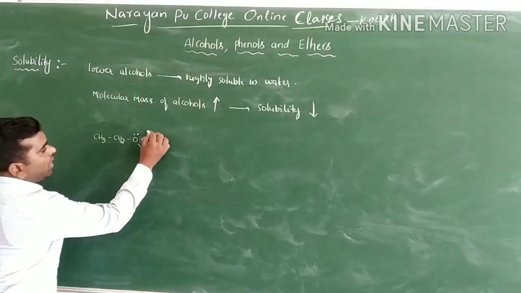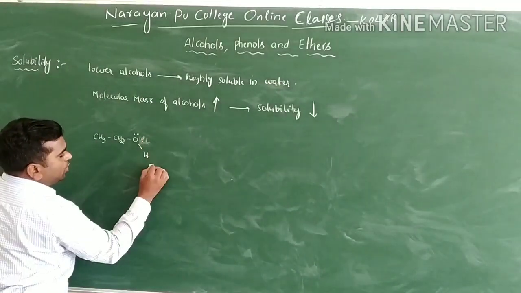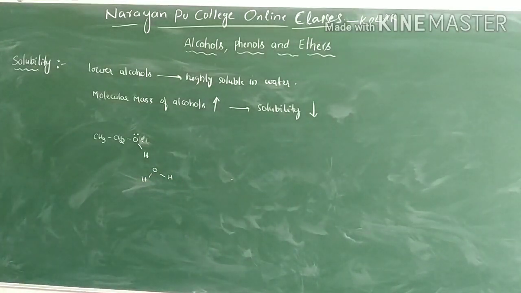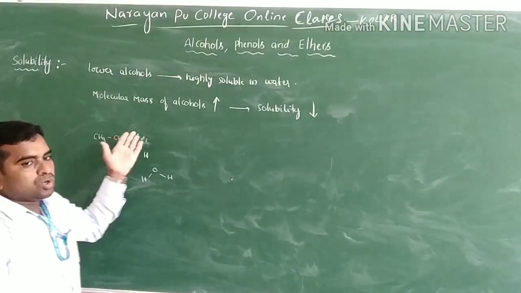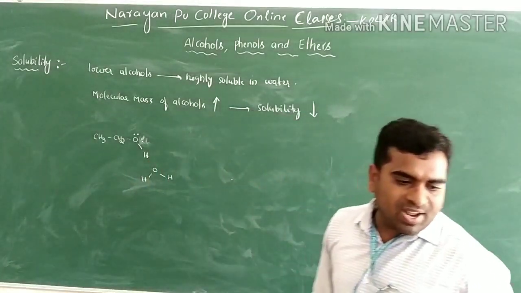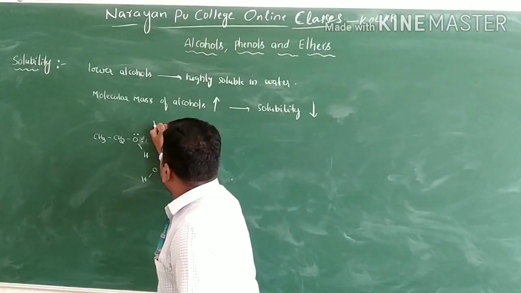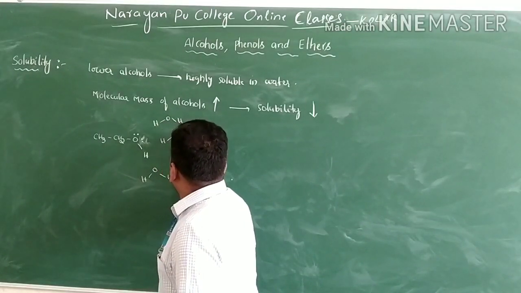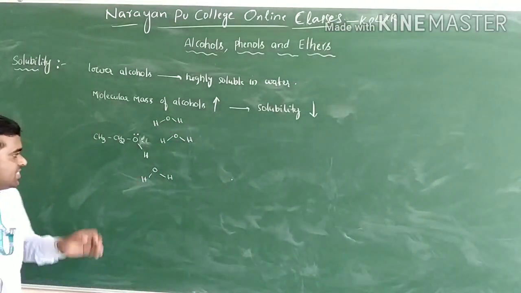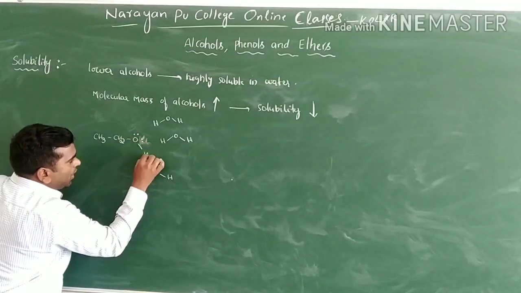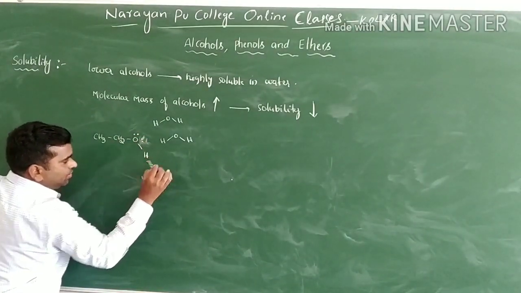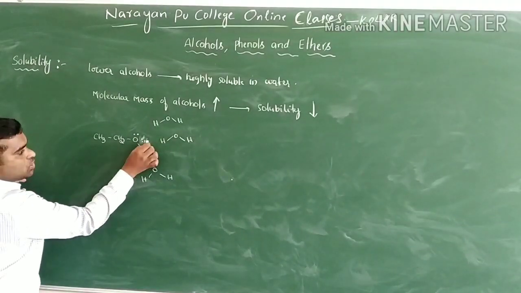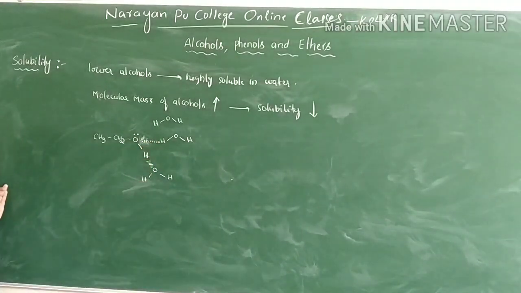Clear? Now, water, you already know what that is. This is H. And I will write another two water molecules: here H and OH, and another one, H and OH. See, there is a hydrogen bond between the OH of ethanol and oxygen. And here there will be a lone pair; it donates the lone pair and forms a hydrogen bond.